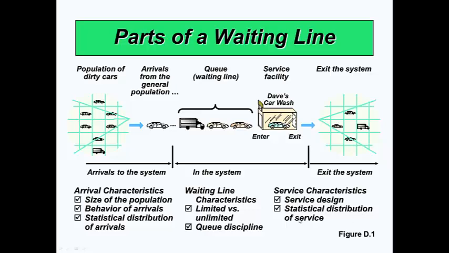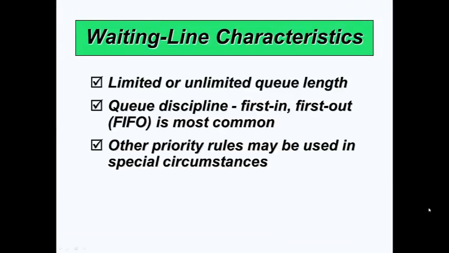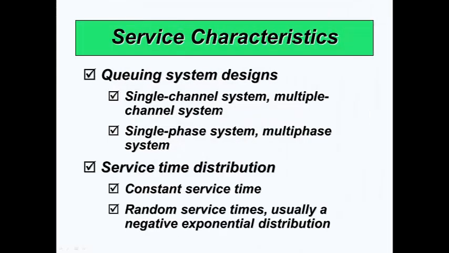Then the service design, we will discuss that in a second. The statistical distribution of service is negative exponential distribution. Some more repetition here, we discussed all of these. FIFO or FCFS, first come first serve or first in first out. Other priority rules may be used, like I said. Single channel, multiple channel system, single phase, multiple phase system.